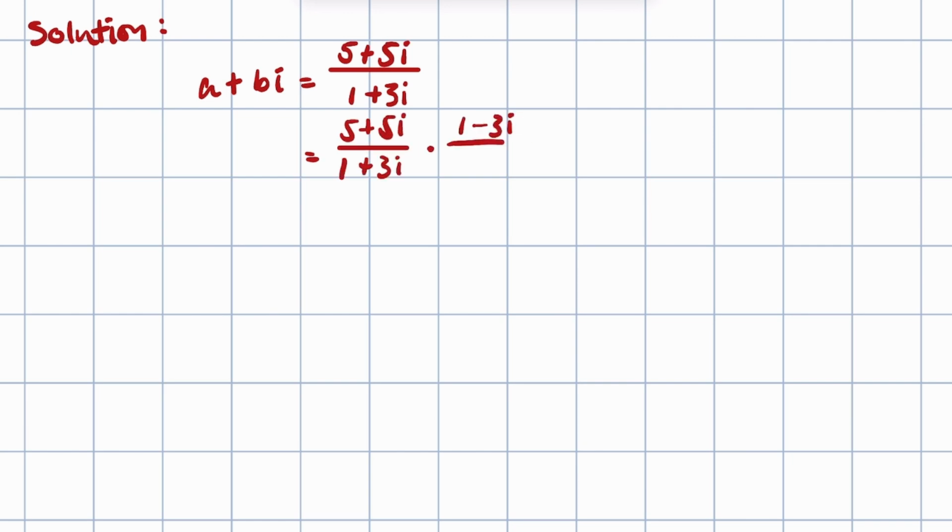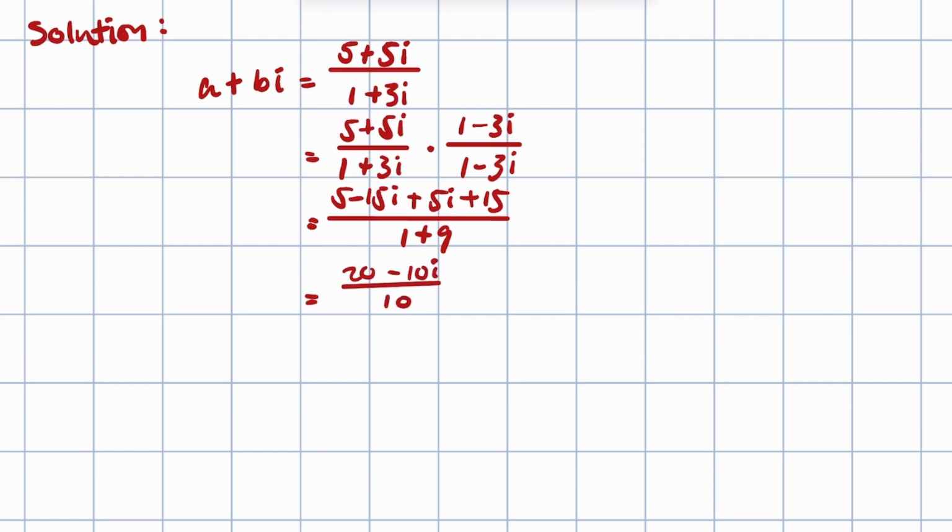which then you can simplify into 5 minus 15i plus 5i plus 15 over 1 plus 9, which then if you simplify, you'll see it's 20 minus 10i over 10, which equals 2 minus i, which then you can see a equals 2 and b equals negative 1.